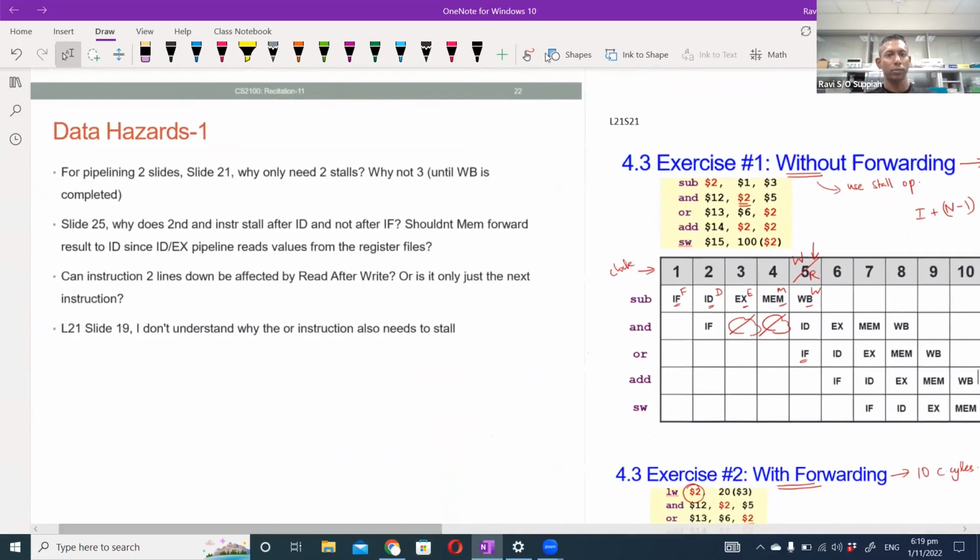So I hope it's a bit clearer now. I'll just go through some of the Slido questions that have been highlighted.